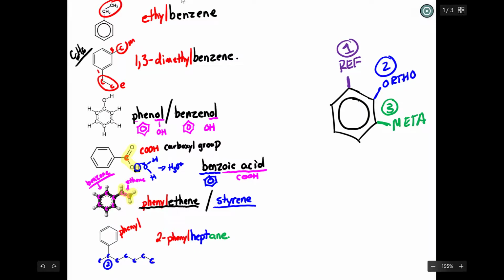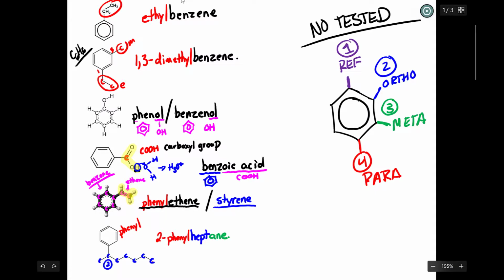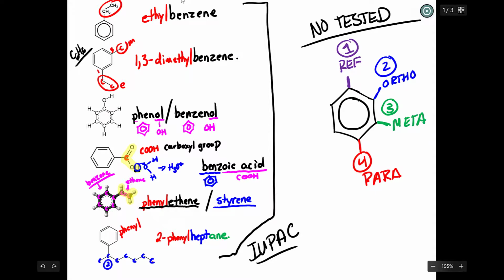And for 1, 4, it's called para. So if I had a methyl group on 1 and 4, I would say they're para. If it was 1, 2, ortho, 1, 3, meta. This is not tested for our course here because we are using the new IUPAC system. And that's what I've taught you in this section here. This is the new IUPAC system for naming organic compounds.